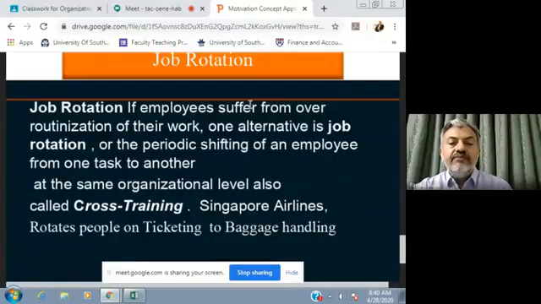So job rotation, if employees suffer from over routinization, there's a routine that you are following day in and night out for 52 weeks. The alternative that is available is that you offer that person job rotation, or the periodic shifting of an employee from one task to another. Sometimes organizations make a periodic shifting, like every 6 months the semester changes.